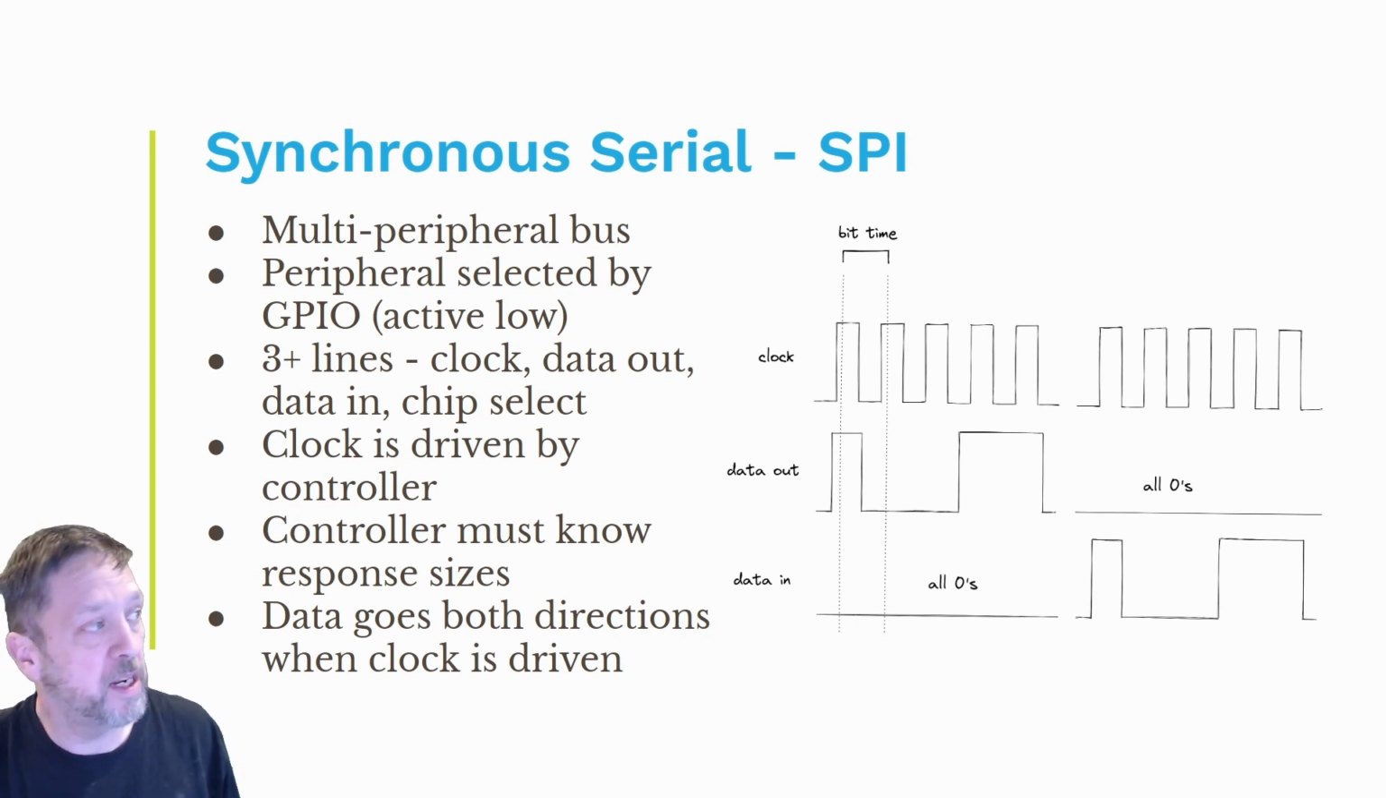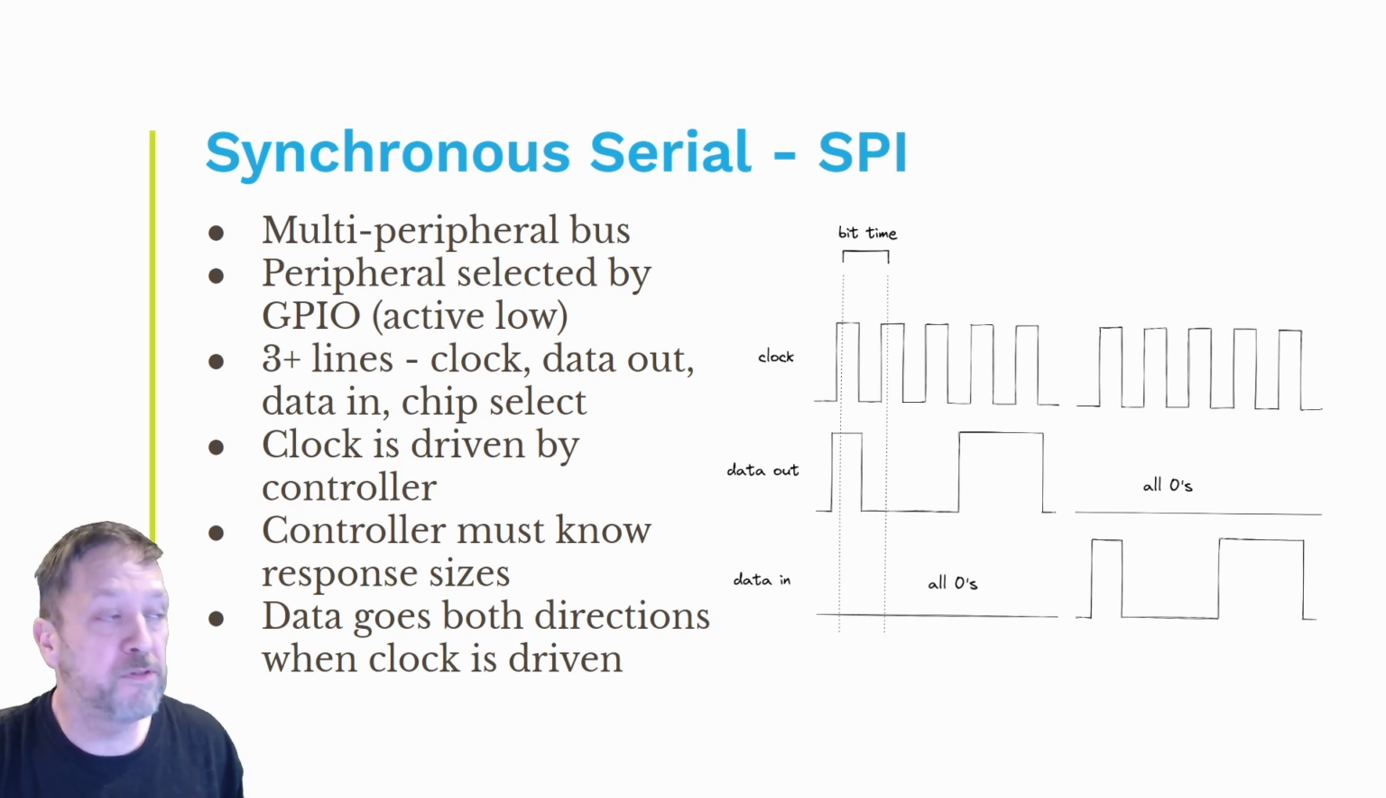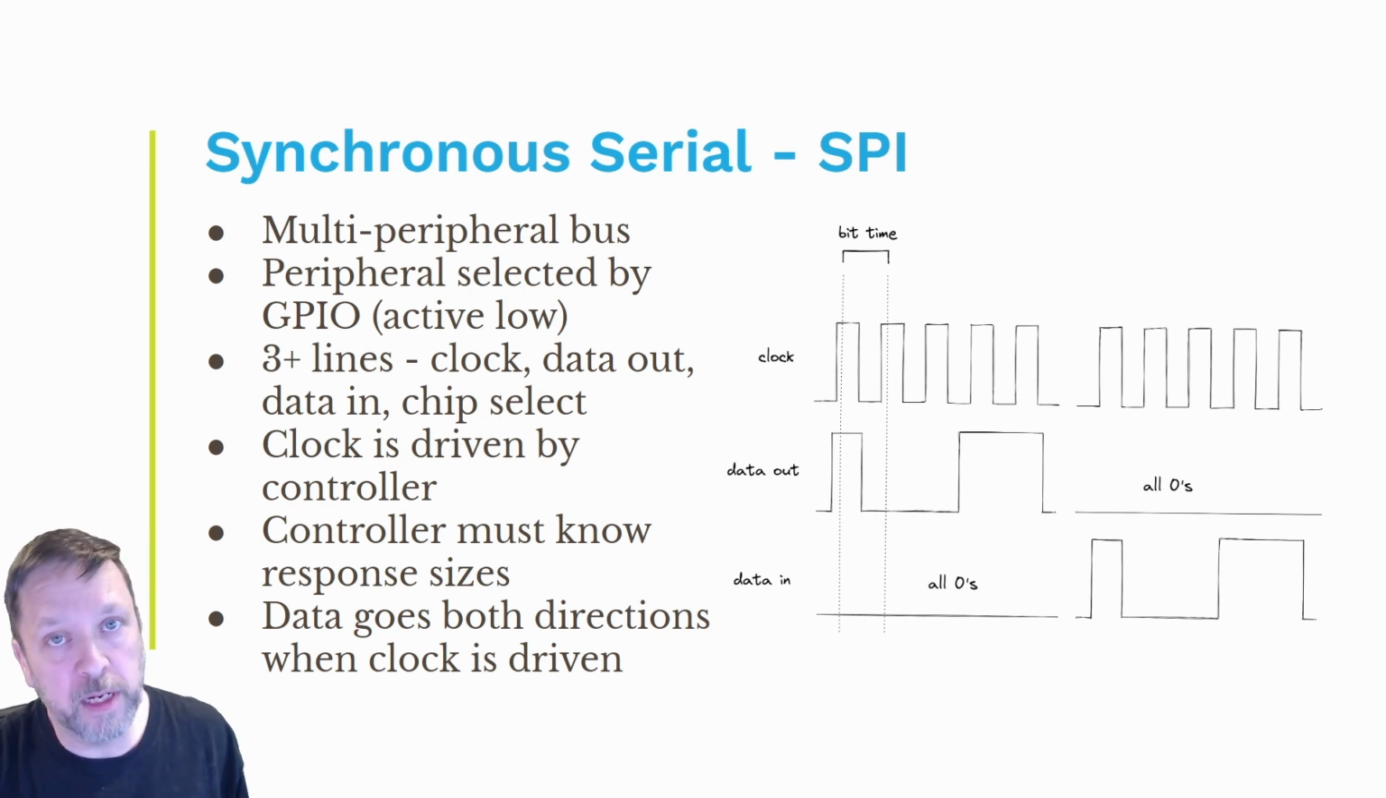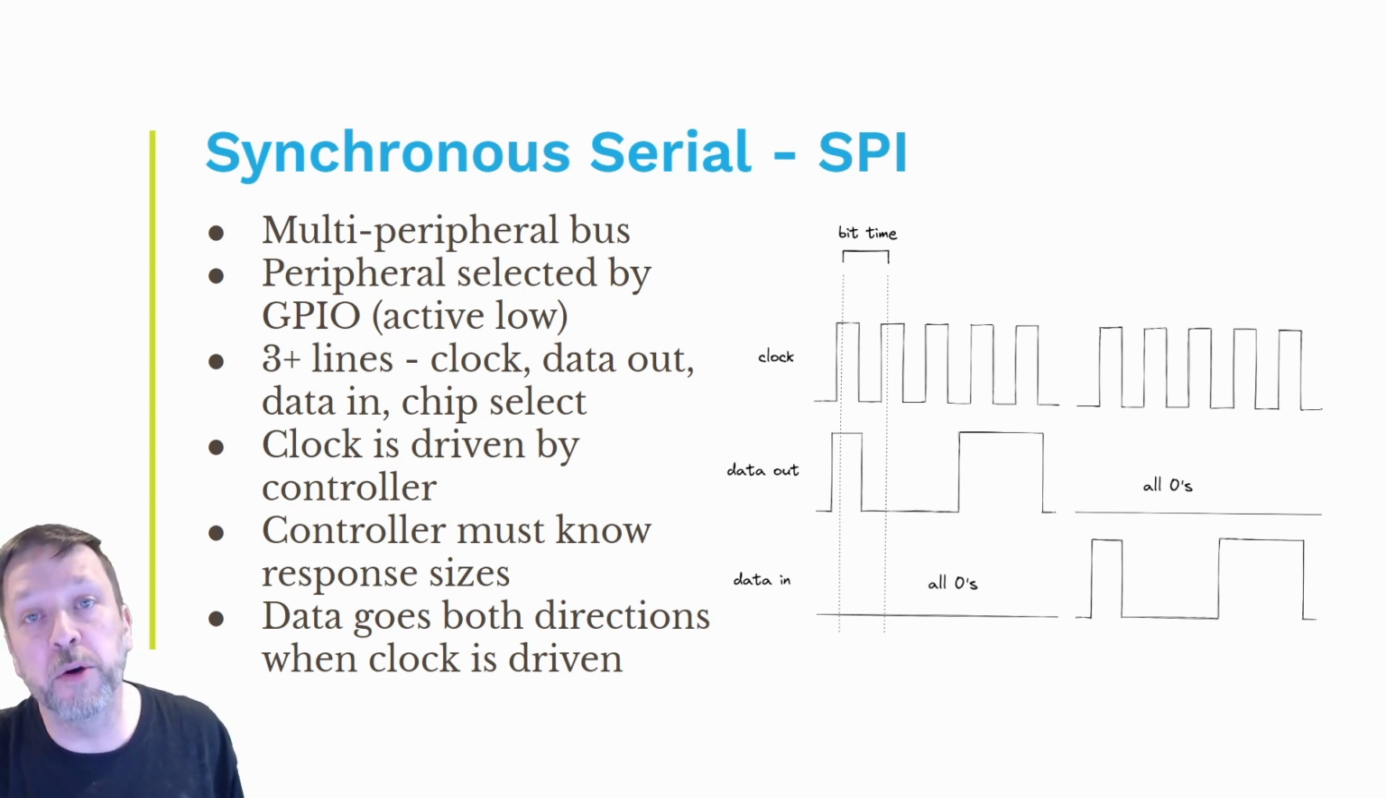It's just always enabled. The other difference here is you've got 3 communication lines outside of that chip select. You've got the clock, and then you've got 2 lines for data, one for out, one for in. When I say out and in, we're talking from the controller perspective, so from the F7. Out would be going to the peripheral, in is coming back from the peripheral.